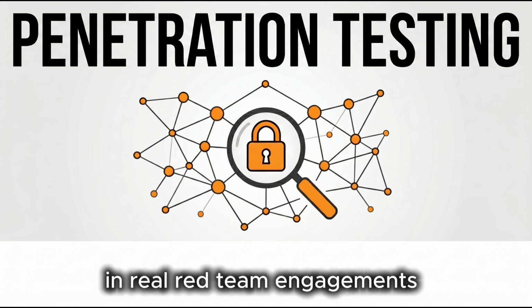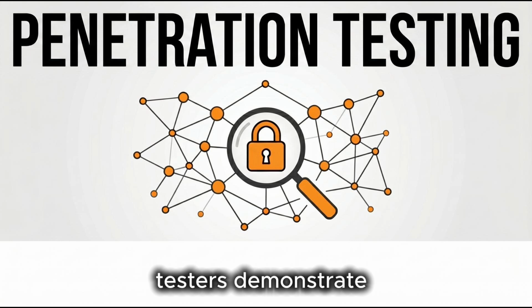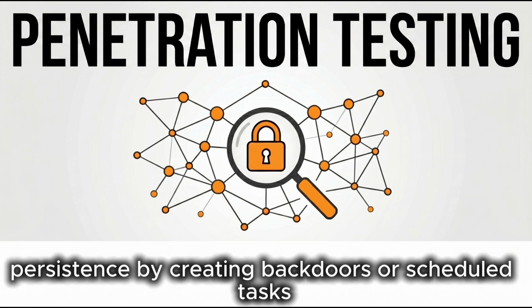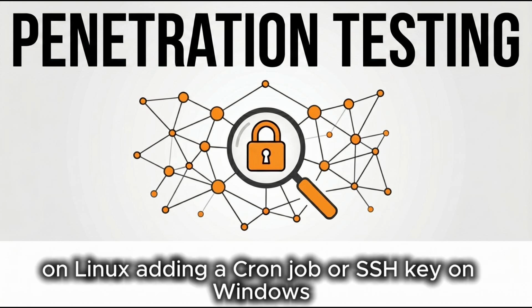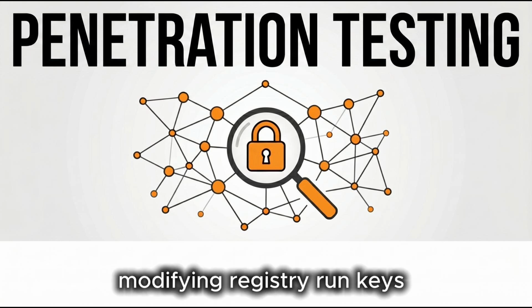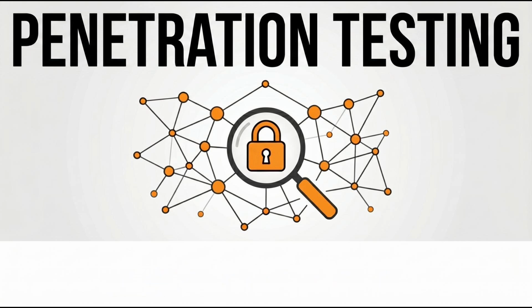Persistence. In real red team engagements, testers demonstrate persistence by creating backdoors or scheduled tasks. On Linux, adding a cron job or SSH key. On Windows, modifying registry run keys or creating a new local admin.